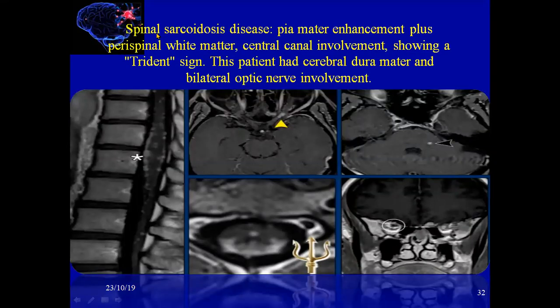Another, spinal sarcoidosis disease will show the perimeter of the spinal cord with a white signal here. And also, as we see here in the spinal cord, there is what's called the trident sign, a very important sign of sarcoidosis invading the spinal cord. This patient also shows some dura involvement, also optic nerve involvement here in this picture.